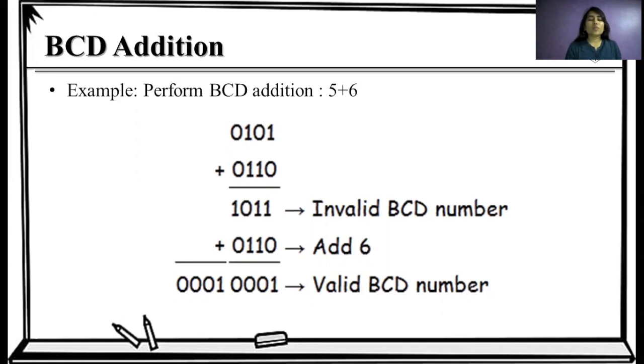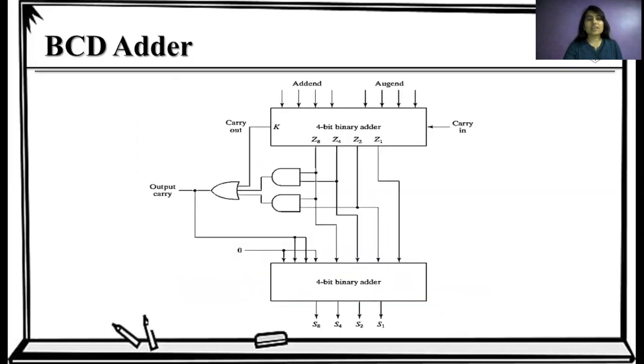Now how can this be done using a circuit? So we have a BCD adder over here. Here we use two 4-bit binary adders. The first 4-bit binary adder is used for the binary sum, and the other 4-bit binary adder is used for correction of the binary sum into correct BCD format.